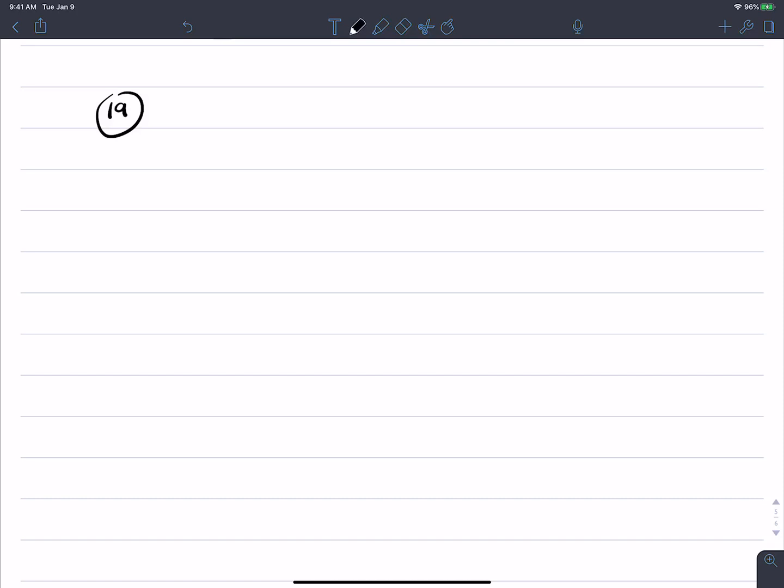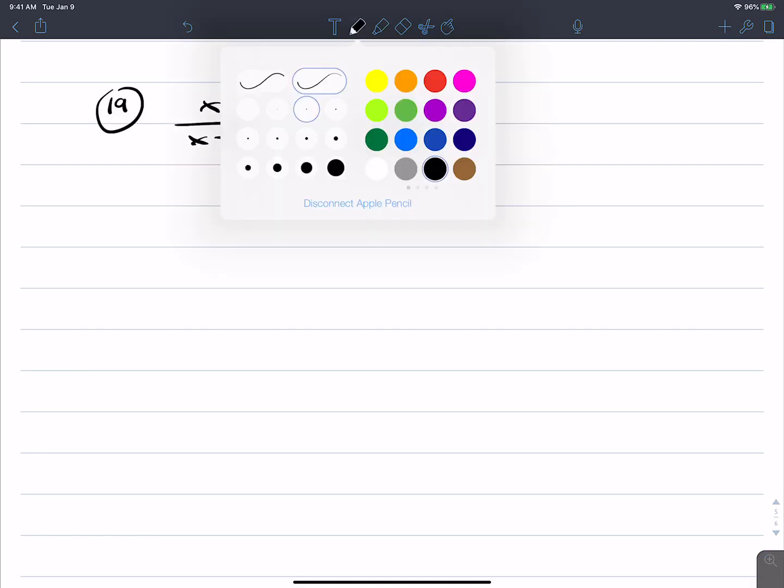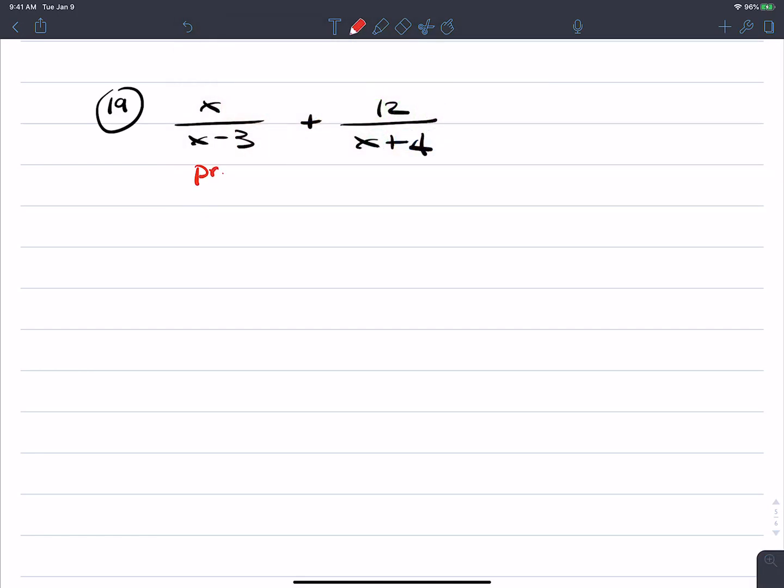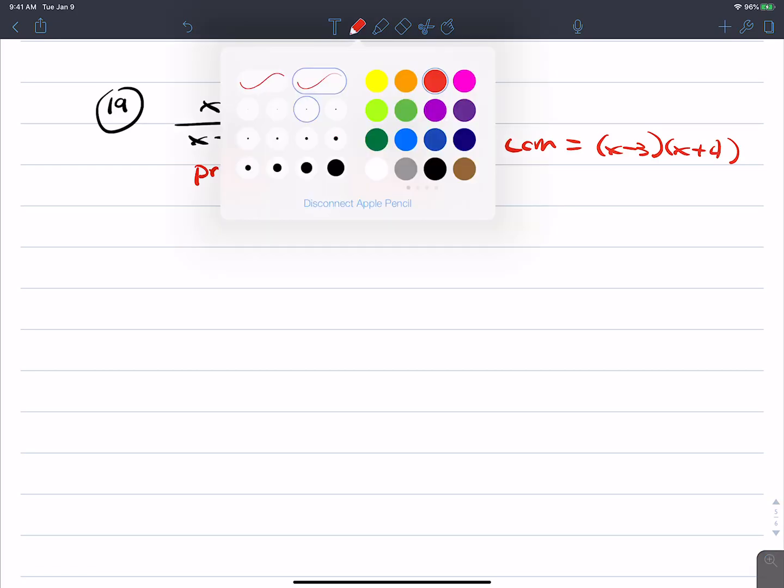Number 19. X over x minus 3 plus 12 over x plus 4. Again, notice the denominators are factored, or not factorable. They are prime, and they are different primes, so we know the LCM is the product of those primes. It's x minus 3 times x plus 4.